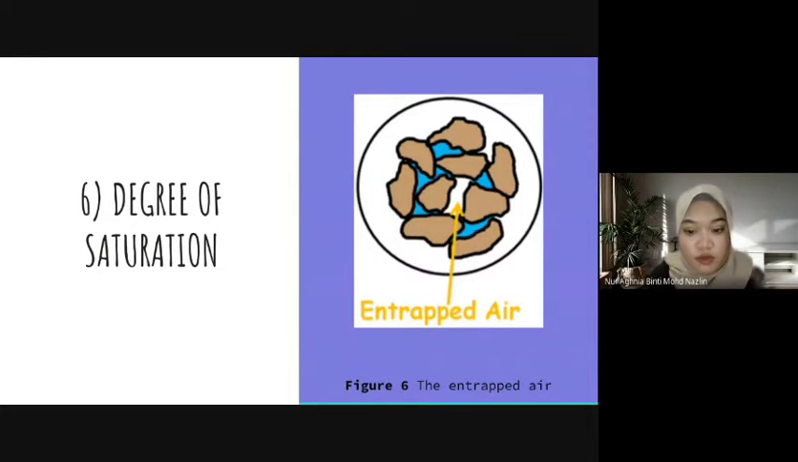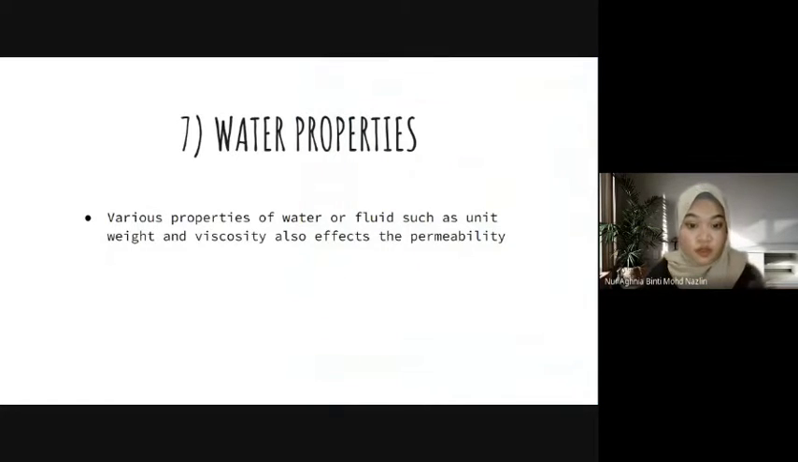Next, degree of saturation. Partially saturated soil contains air void, which is formed due to entrapped air or gas released from the percolating fluid or water. This air will block the flow path, thereby reducing the permeability. Fully saturated soil is more permeable than partially saturated soil.